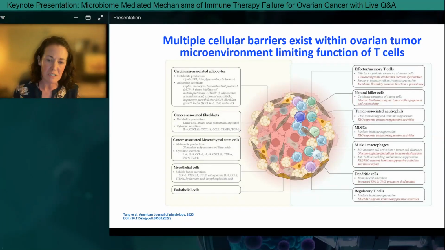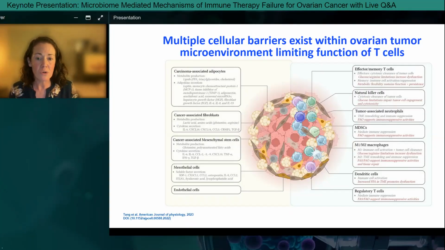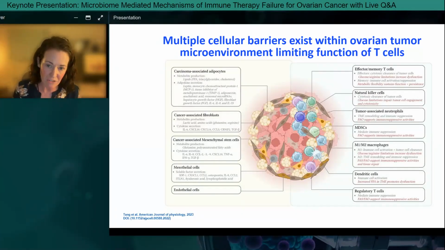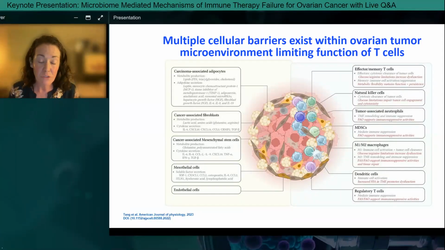And so many of these metabolites will directly impair anti-tumor T cell function, but it will also lead to the accumulation of other suppressive subsets, such as suppressive dendritic cells, macrophages, and immature tumor-associated neutrophils and myeloid-derived suppressor cells, all of which work together to create this really profoundly hostile environment for T cells within the ovarian tumor microenvironment.